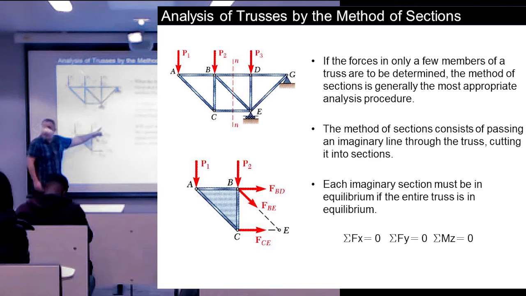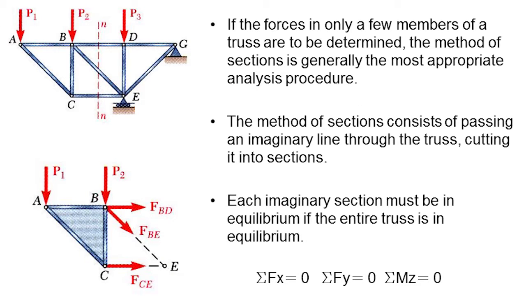As soon as you cut through members, you've got to consider them as external forces. So wherever you cut through again, you make BD a force BD. So essentially you're saying that they're like external forces. And then it's about taking moments or doing any of your equilibrium equations to try and work out what the unknowns are. So normally in a question you would know what P1 is and P2.